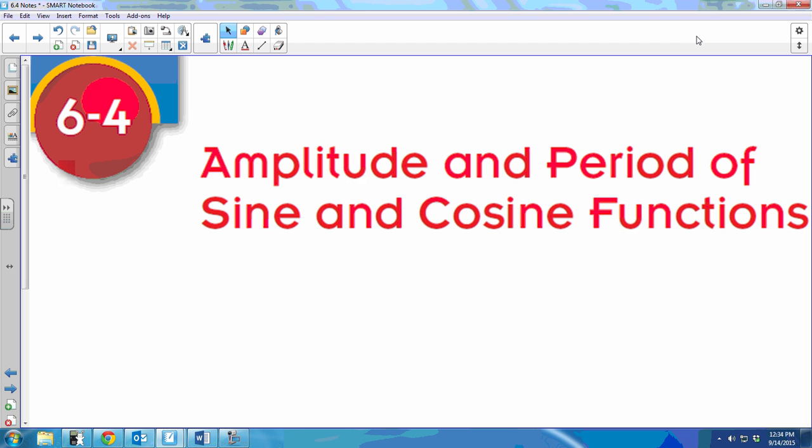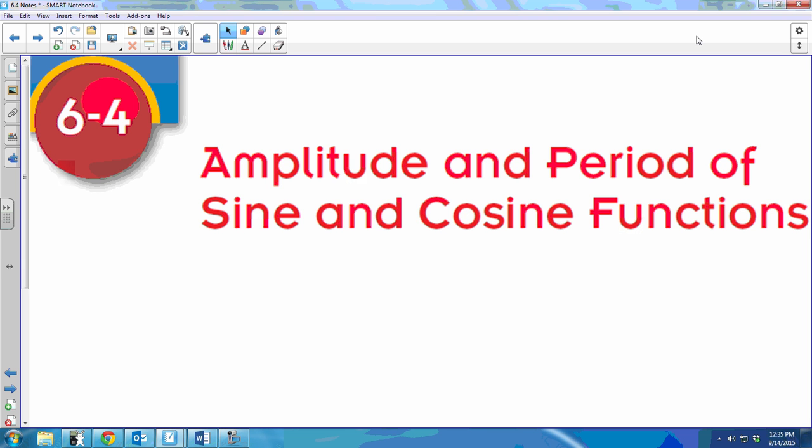All right. Today we're doing learning target 10 and 11. So we're going to talk about the amplitude and period of sine and cosine functions. We're going to start shifting sine and cosine around and doing some things to it. So that's why you have to be able to graph sine and cosine. That's why we spent so much time making sure you could do learning target 9 last week.